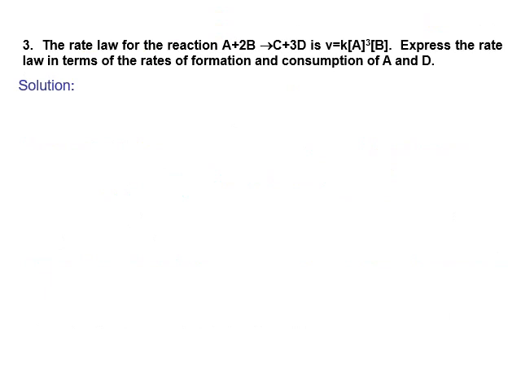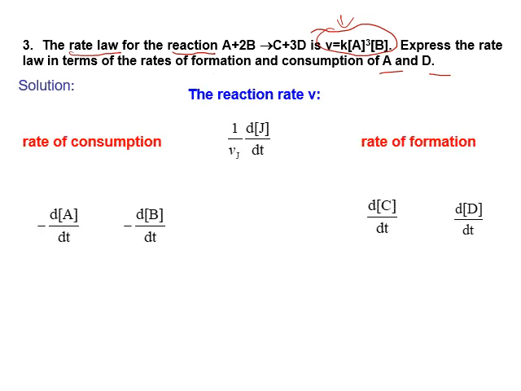In question number 3, it tells you the rate law for the reaction is this equation. So this is the rate law for the reaction rate. It asks you to express the rate law in terms of rates of formation and consumption of A and D. So this question tells you the reaction rate. Instead of a number, it gives you an equation. It asks you to calculate the individual rates. The method is similar to the first two questions.